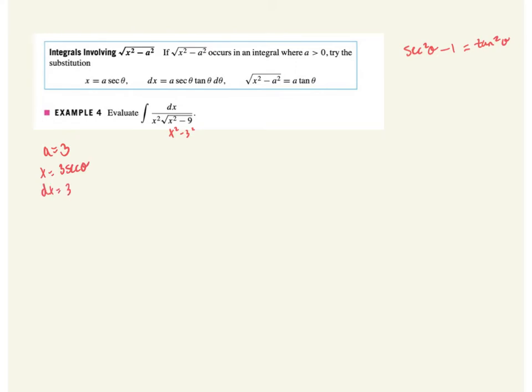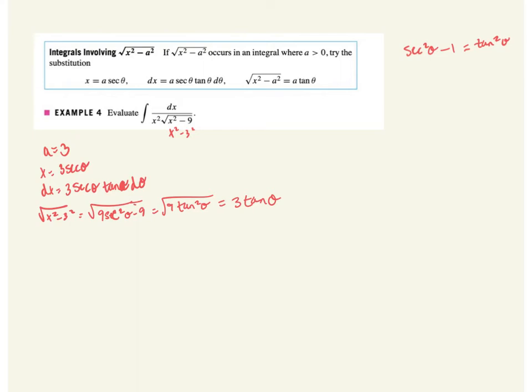My dx is equal to 3 secant theta tan theta d theta. Okay. My square root of x squared minus 3 squared is square root of 9 secant squared theta minus 9, which is equal to 9 tan squared theta, square root of that, which is equal to 3 tan theta. You can jump right to that if you're comfortable. I just like to show all of the steps for how square root of x squared minus 3 squared becomes 3 tangent theta.